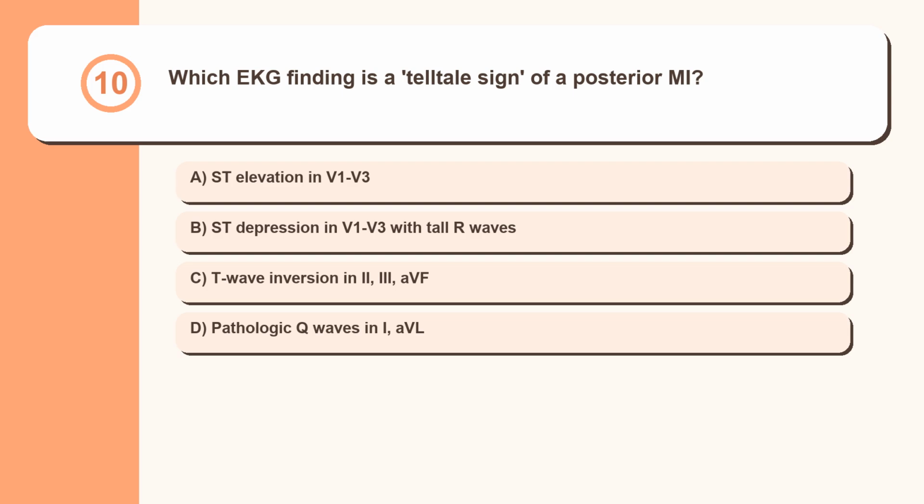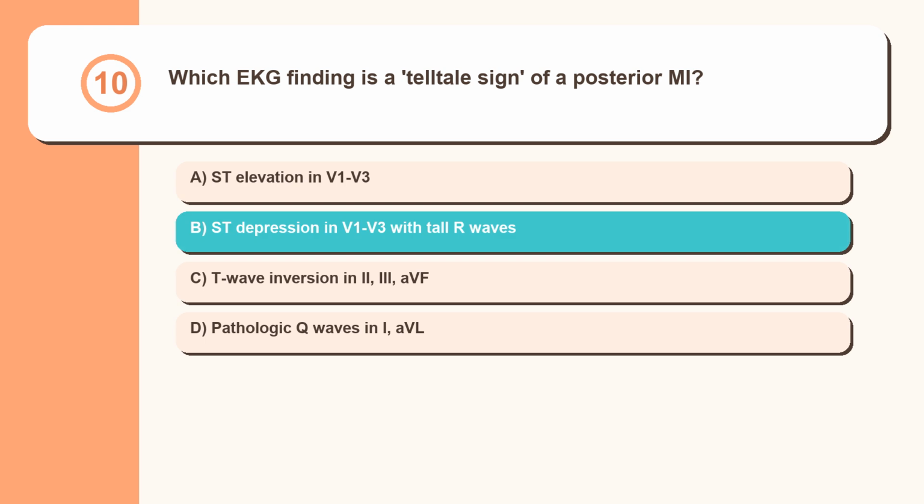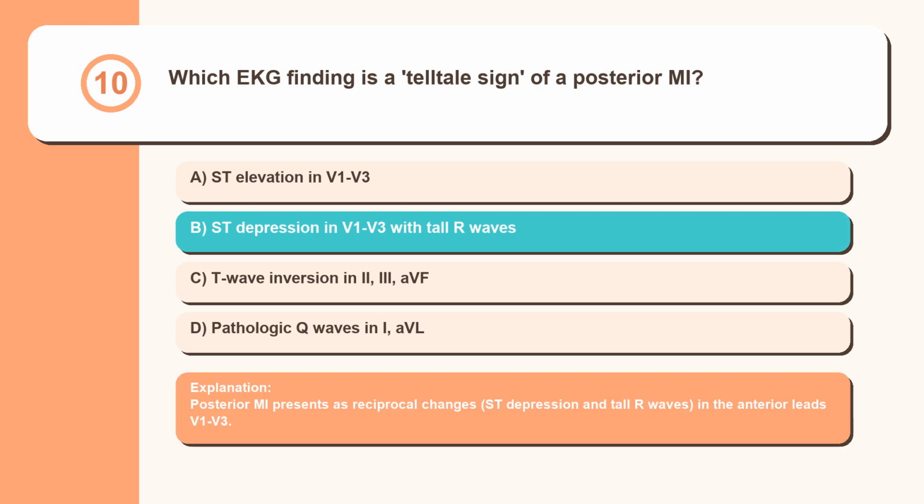Question 10. Which EKG finding is a telltale sign of a posterior MI? ST elevation in V1 to V3, ST depression in V1 to V3 with tall R waves, T wave inversion in 2, 3, AVF, pathologic Q waves in I, AVL. Posterior MI presents as reciprocal changes, ST depression and tall R waves, in the anterior leads V1 to V3.